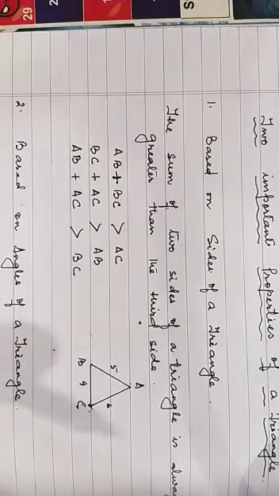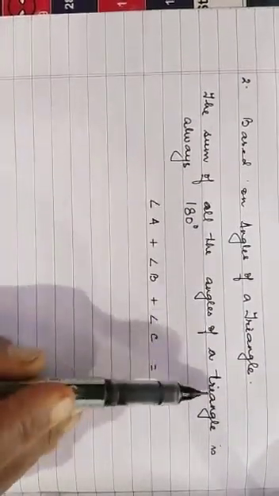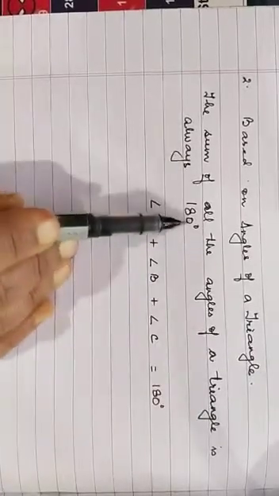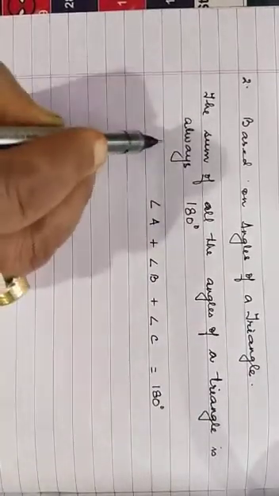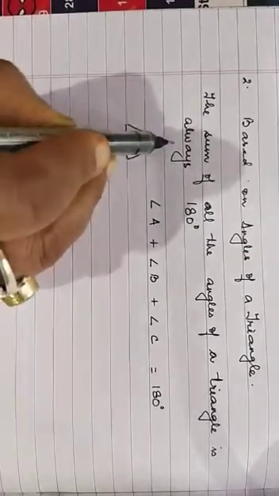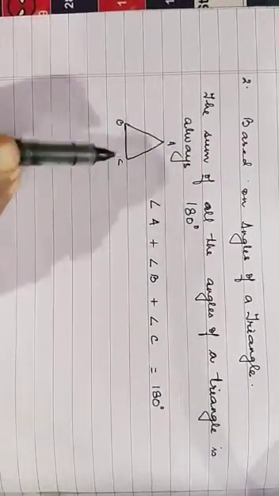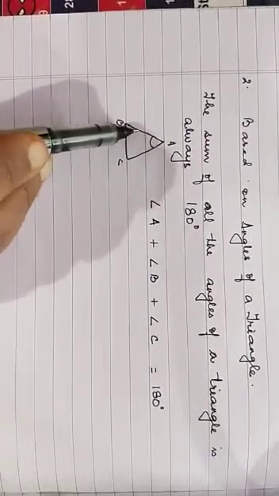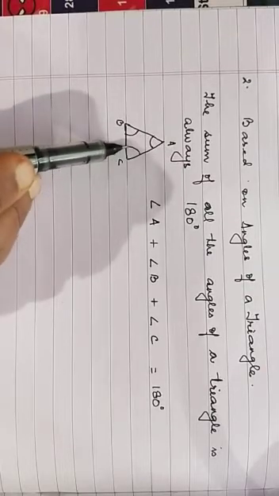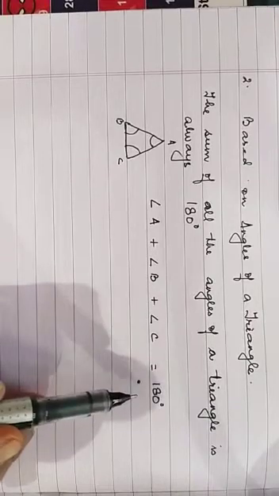Then the next property is based on the angles of the triangle. The sum of all the angles of a triangle is always 180 degree. Here ABC is the triangle. So angle A plus angle B plus angle C is equal to 180 degree.